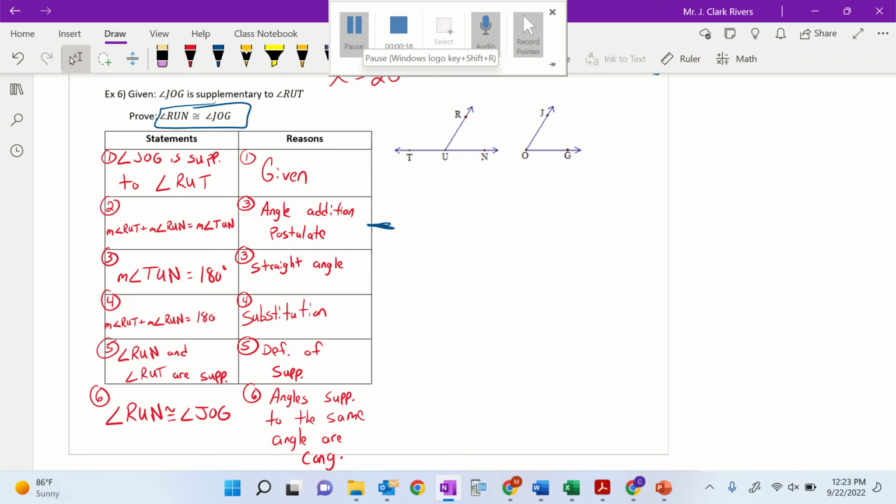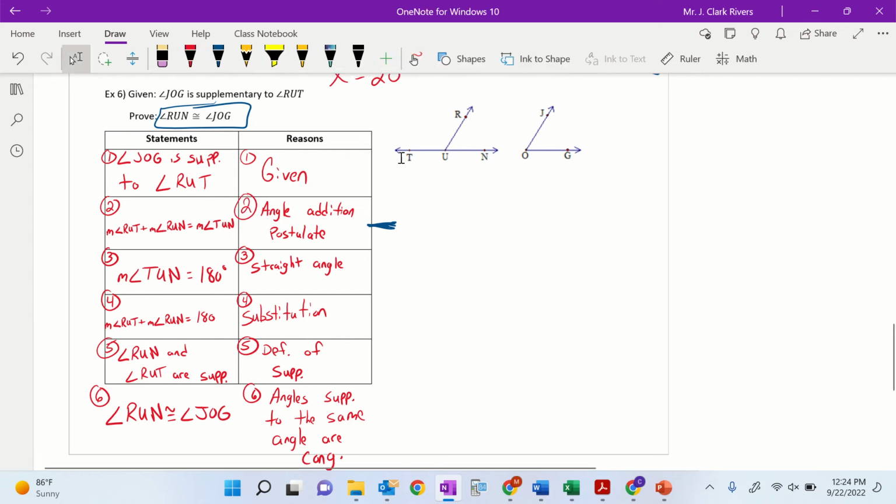I'm going to allow you to take out this second statement here with the angle addition postulate. We were saying RUT plus RUN is equal to TUN. I'm going to allow you to take that out. Also, I'm going to allow you to take out that the measure of angle TUN is 180. You can take that out. That is true. That forms a straight angle. I'm also going to allow you to take out the measure of angle RUT plus the measure of angle RUN equals 180. You can take that out as well.